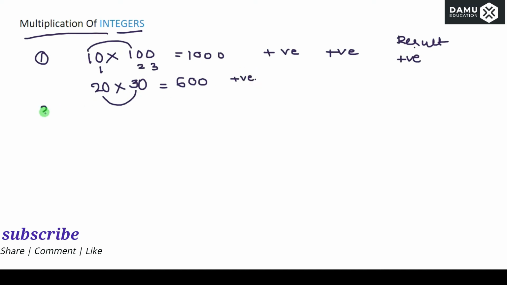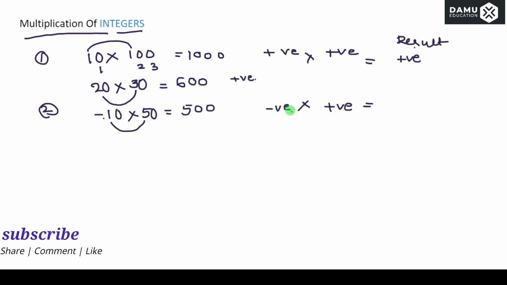Then our second one is, we are going to multiply minus 10 into 50. So here the first one is negative, the next one is positive. First you have to multiply 1 into 5, that is 5. Then how many zeros? 2 zeros. Just add 2 zeros. So here the first number is negative, the next one is positive. Then the resultant will be minus into plus.